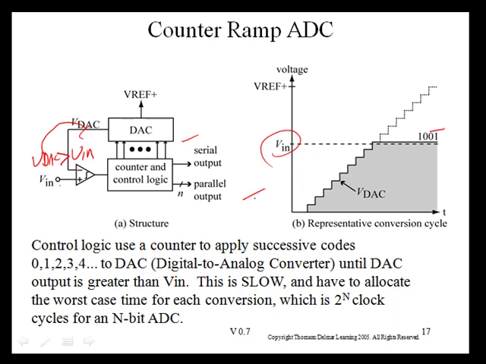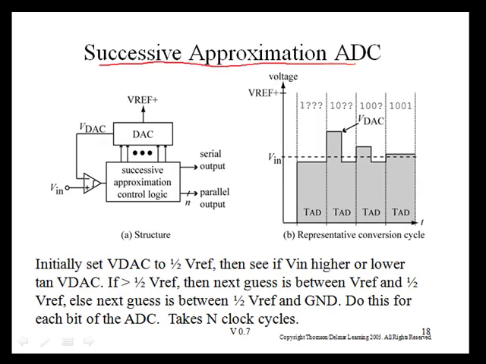Now the problem with this is that it's slow. We can take multiple clocks depending upon the input voltage to actually do this conversion. If we assume that each time that we apply a new code takes 1 clock cycle, then it could actually take us 2 to the n clock cycles to do this conversion. So this particular architecture actually has a variable conversion rate. It could take only a few clocks, or it could take a lot of clocks depending upon what the input voltage is.